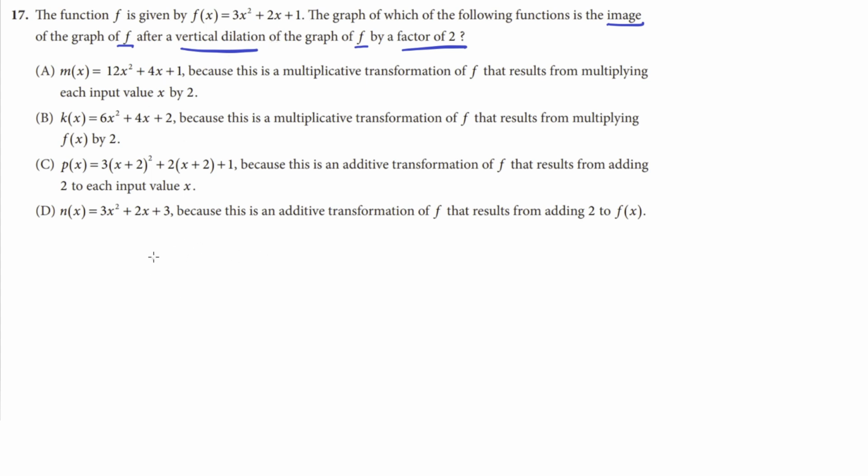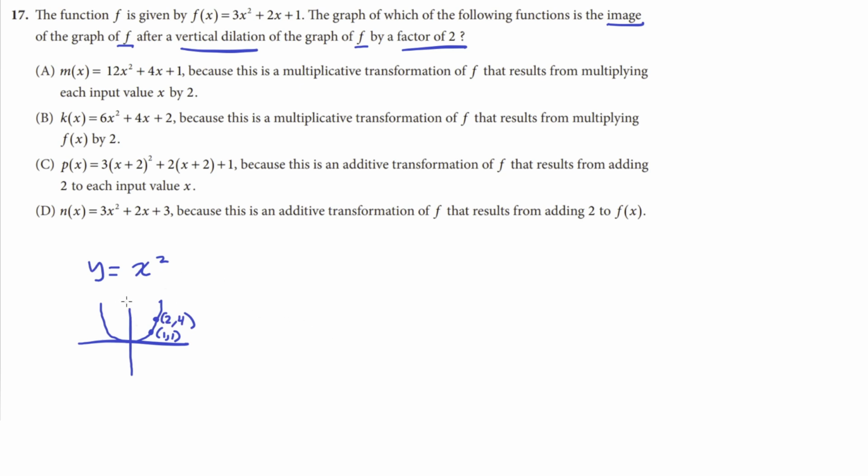So to vertically dilate a graph, we can look at the example of a simple one, like y equals x squared. So the graph of y equals x squared is a simple parabola. So we have a point like 1, 1. When we plug in 1, we get 1. And then when we plug in 2, we get 4. So 1, 1, and 2, 4.